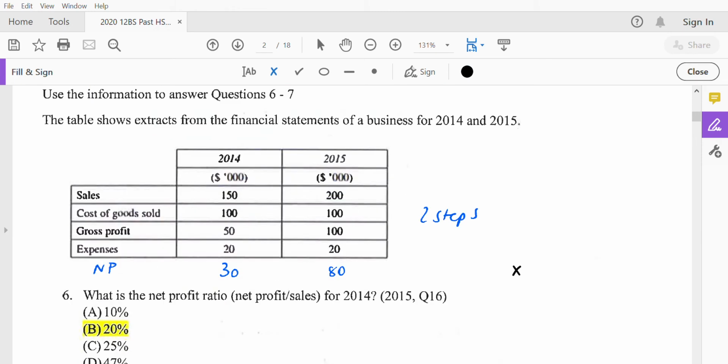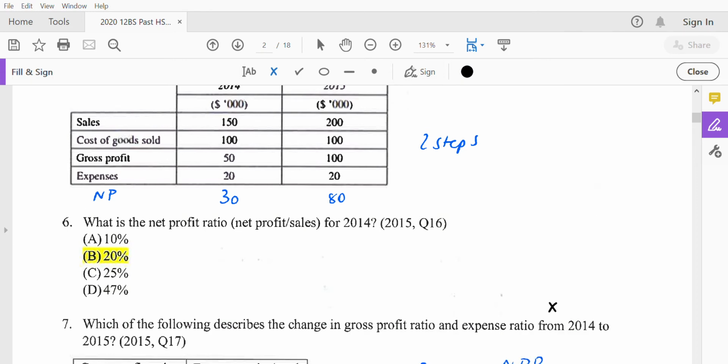So with this question here, the table shows extracts from financial statements from 2014 and 2015. All I did was work out what my net profit is, and I can work that out because I know that sales minus COGS equals gross profit, and gross profit minus expenses equals net profit. So that's just your 2 steps there, and the answer there is B.